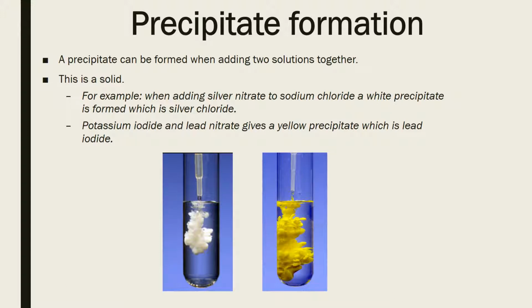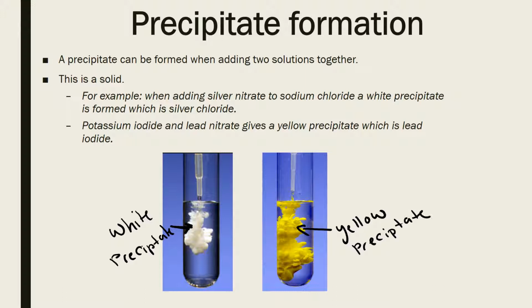Second one was the precipitate formation. A precipitate can be formed when adding two solutions together. And what happens is a solid will automatically form. So as you can see here, we're adding 2 solutions. Here a white precipitate is formed, so a white solid is formed, and here a yellow precipitate is formed.